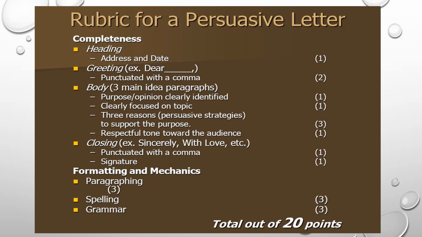First, you need to make sure that you complete all the parts of the letter with the features required for persuasive writing, starting from the heading, where you put your address and date, followed by the greeting with "Dear" and followed by a comma. And then comes the body with 3 main idea paragraphs to state clearly your opinion, and then focus on the topic you're addressing, and then state the reasons, stressing out the persuasive strategies you are using. Keep your tone respectful toward the audience. Then you include the closing, for example, sincerely, comma, with love, comma, and then your signature.